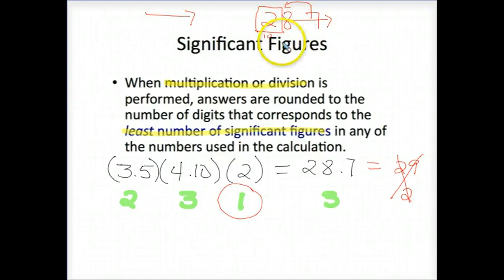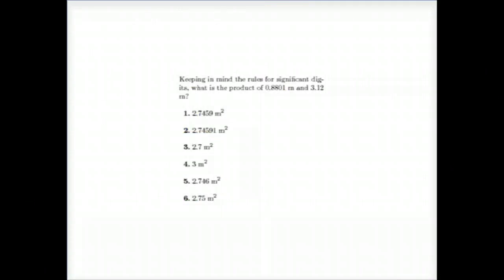Well, it's 8.7, so it's going to round up. That means I need to put a 3. Well, 28.7 doesn't round to 3, but remember it was in the tens spot. That's why we have zeros for placeholders. So 28.7 will round to 30. 30 is one significant digit. Okay? So, practice. Here's a problem.